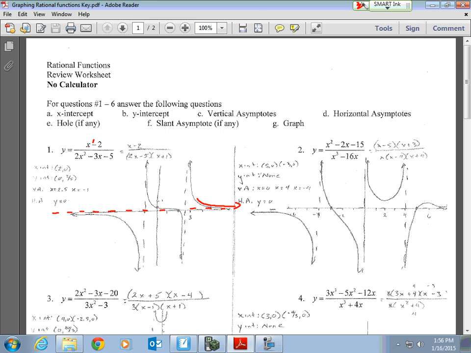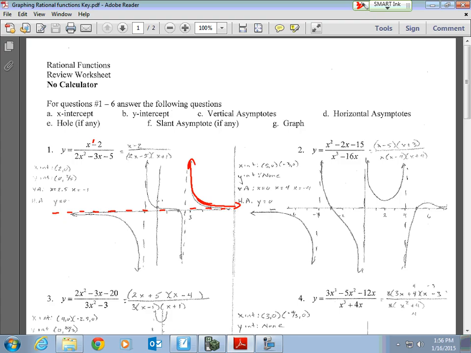As my graph gets close to the vertical asymptote, it will either go to positive infinity, straight up, or it'll go to negative infinity. In this case, it can't pass through the x-axis over here, so it has to go up.